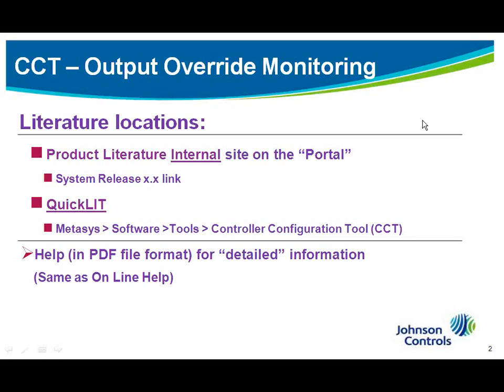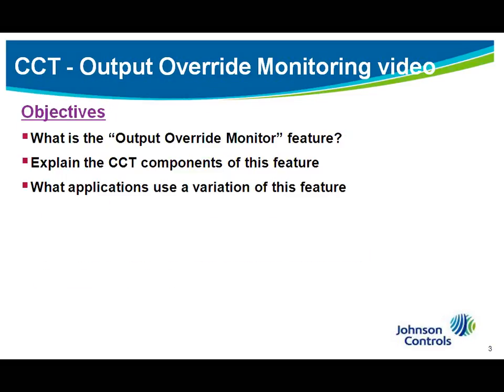Locations for CCT literature are found under the Product Literature internal site on the portal, as well as on the Quicklets site. Both of these areas will have help in the PDF file format, which is also the same content as found in online help.